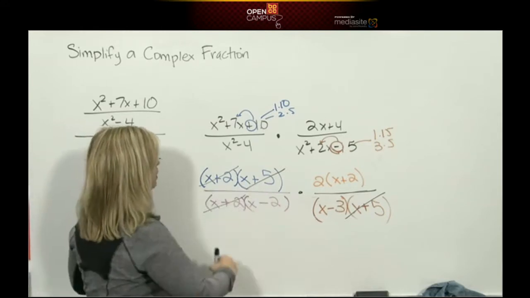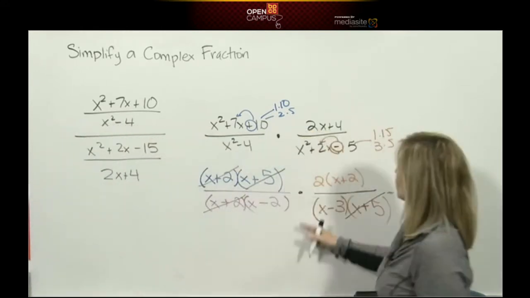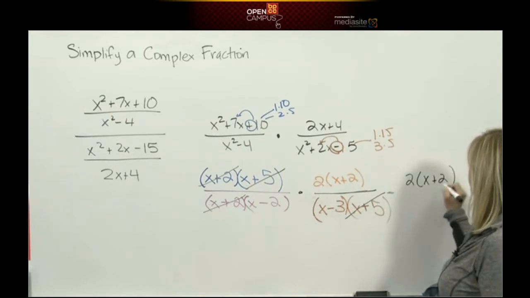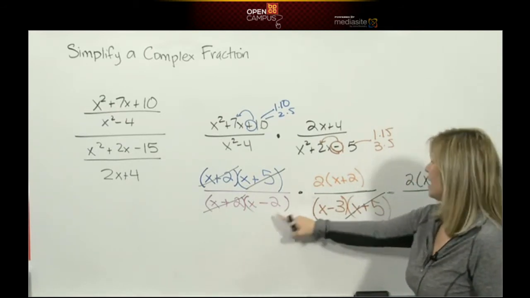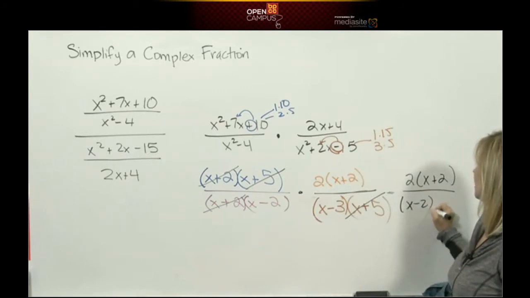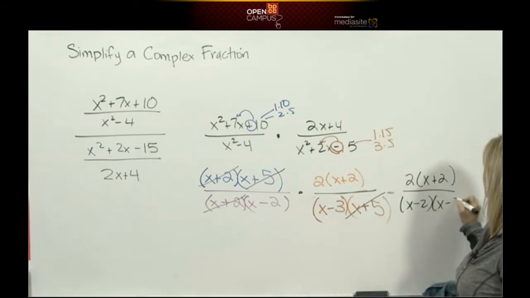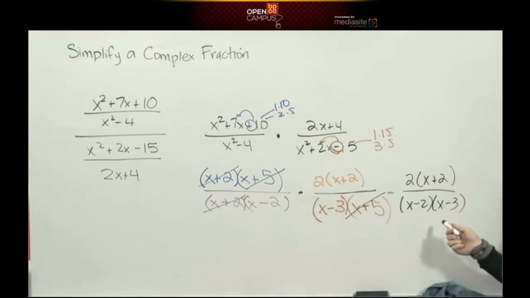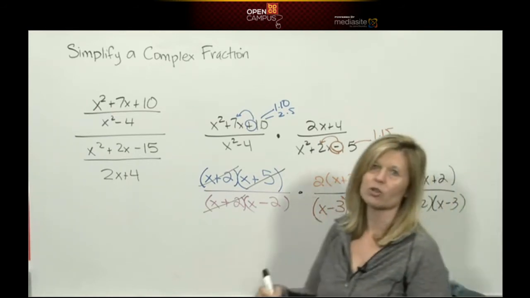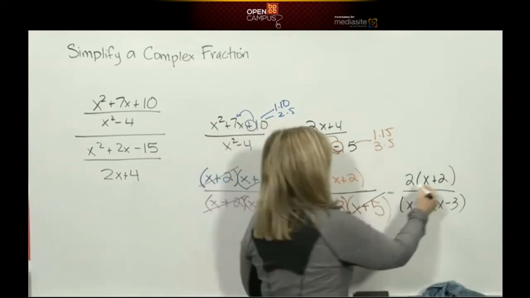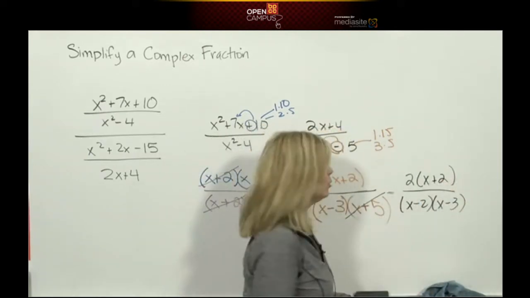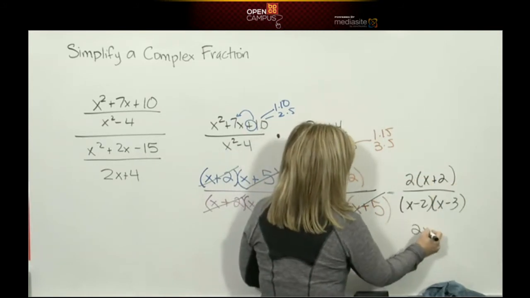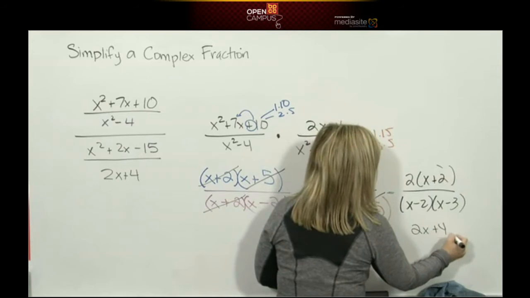So now we'll multiply across. In the numerator, we have 2 times x plus 2. And in the denominator, we have x minus 2 times x minus 3. Now, if this was my class, I would accept this. Sometimes, though, your instructors want you to go all the way, and they want you to multiply that out.